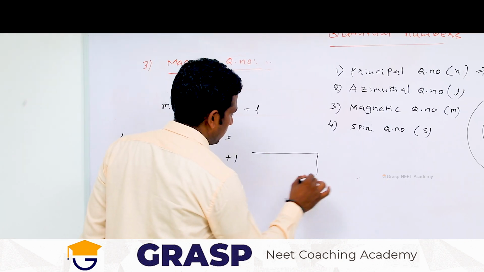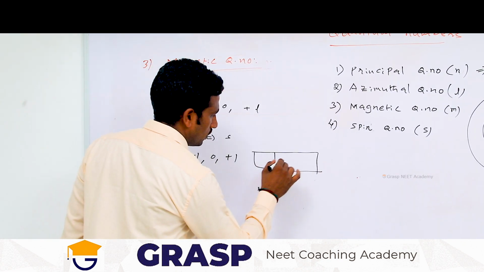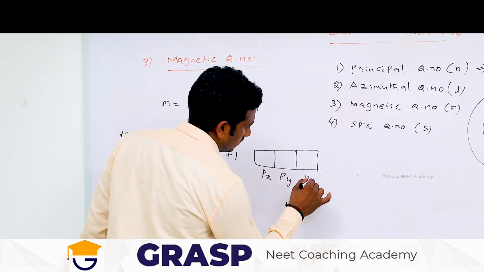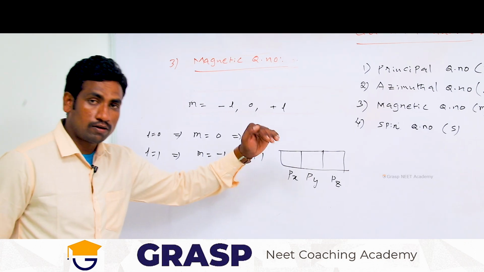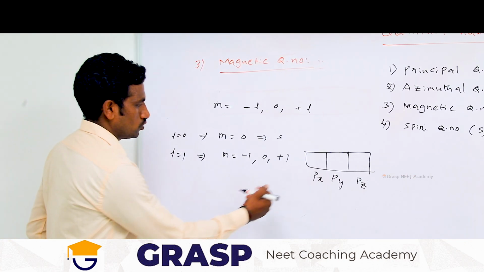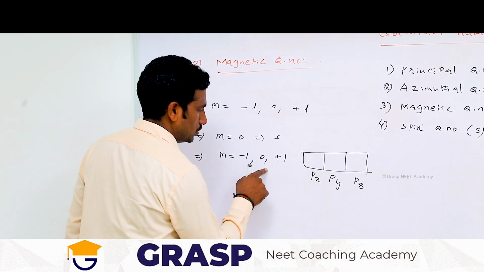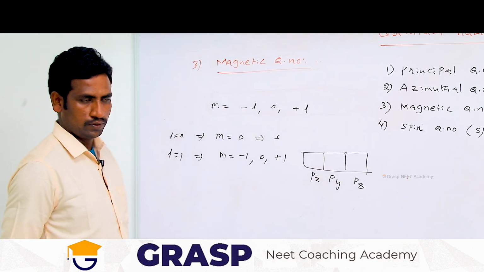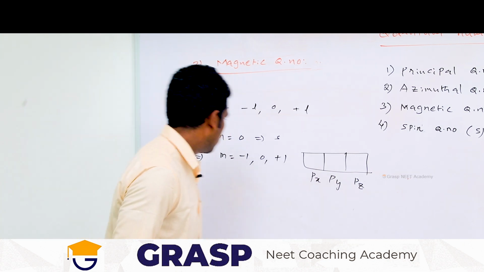Here I am writing that L is equal to 1 means P orbital, as you already know. In this one, Px is there, Py is there and Pz is there. Like this, 3 orbitals are possible. So minus 1, 0, plus 1. In general, 0 is used for the Pz orbital.